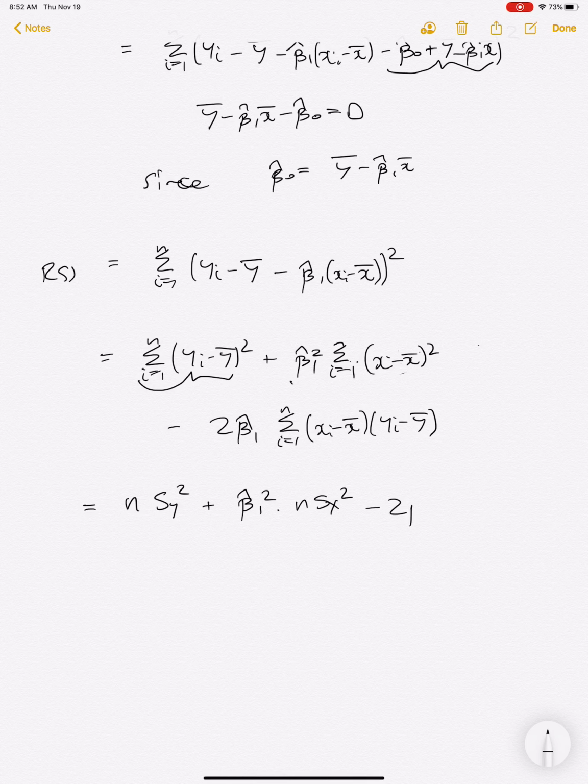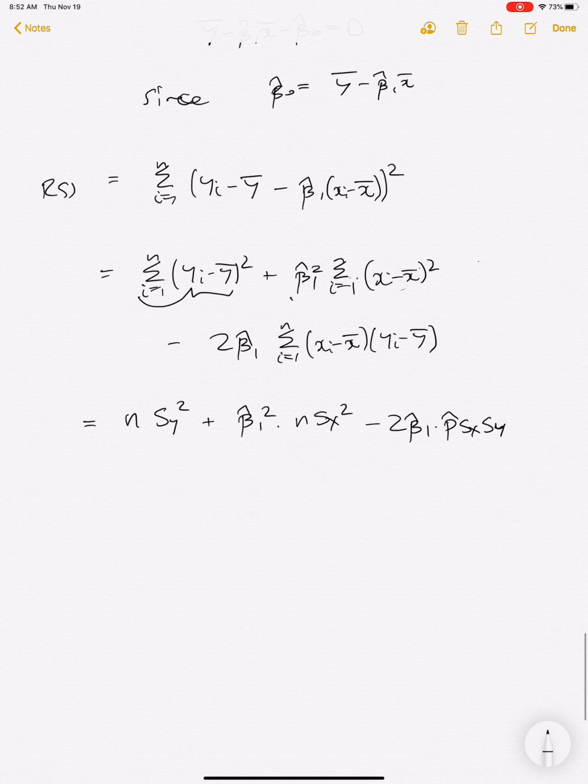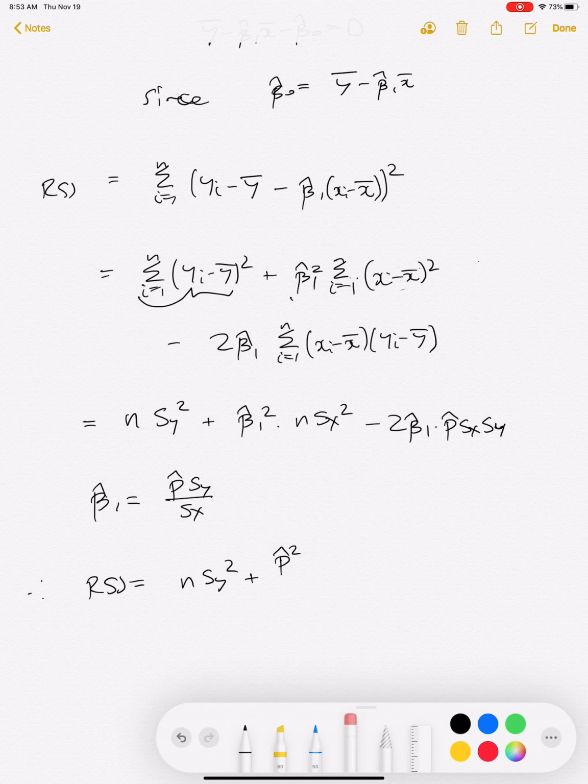And then that last term is going to be 2 times beta hat 1, and then times rho hat, and then we have to multiply by the two standard deviations because we divide by them. So this is what we end up with. This is nice because now we have this quantity in terms of just what we already know. Also note that beta hat 1 here is just rho hat sy over sx. So therefore the residual sum of squares is n times sy squared, and then plus rho hat squared, or let's just take out the n here.